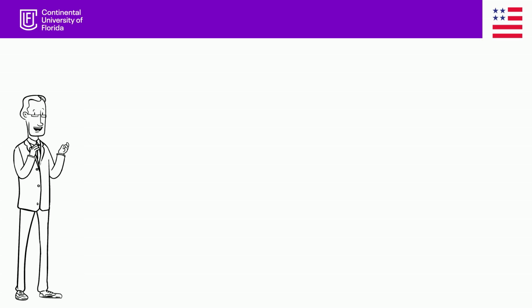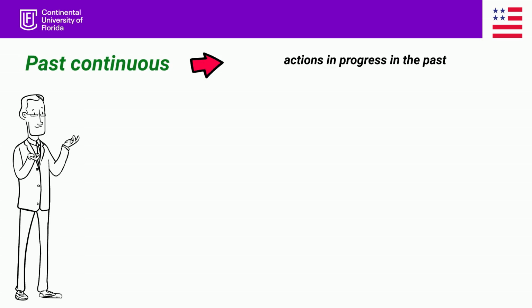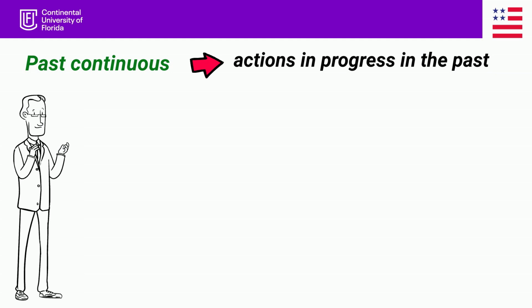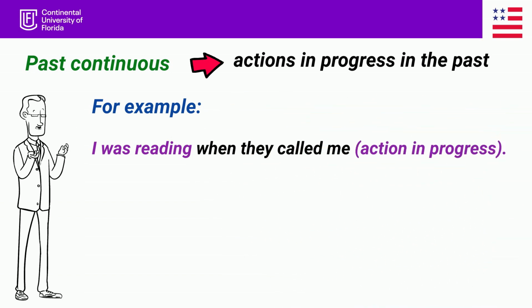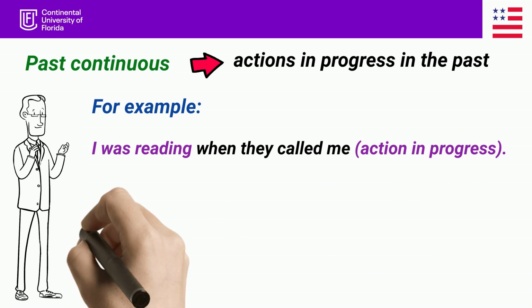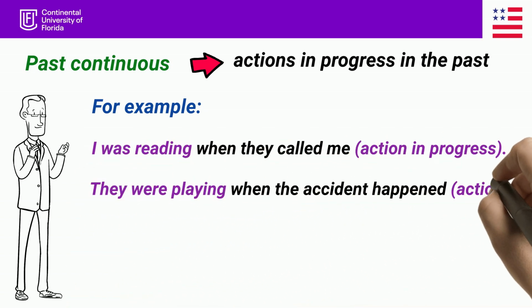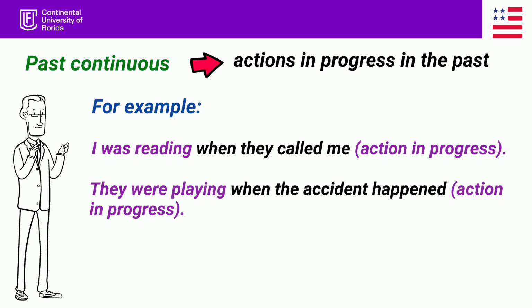We use the past continuous when we want to talk about actions that were in progress in the past. For example, I was reading when they called me. I was reading is the action in progress. They were playing when the accident happened. They were playing is the action in progress.